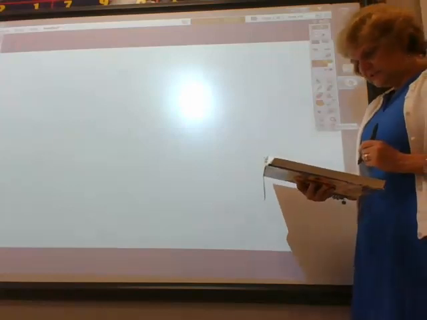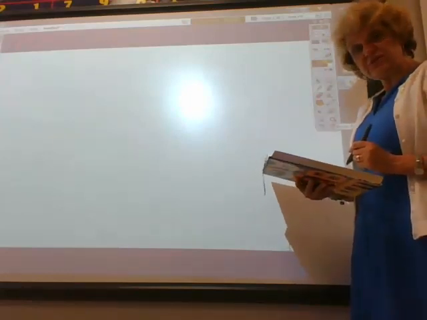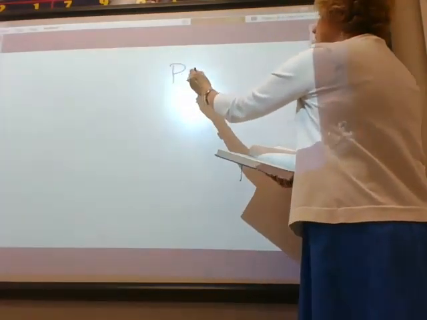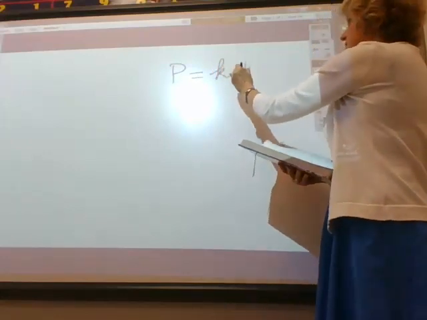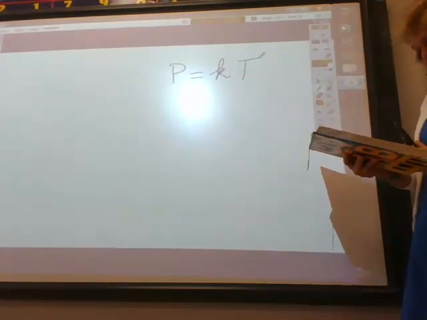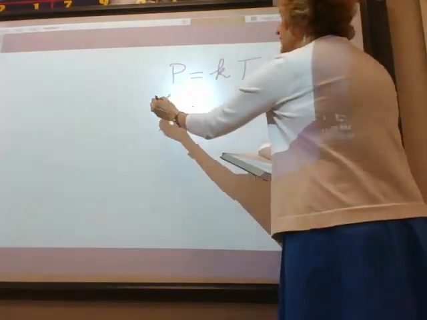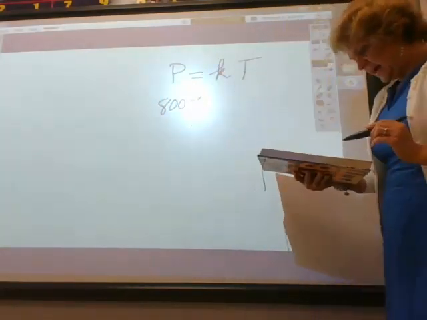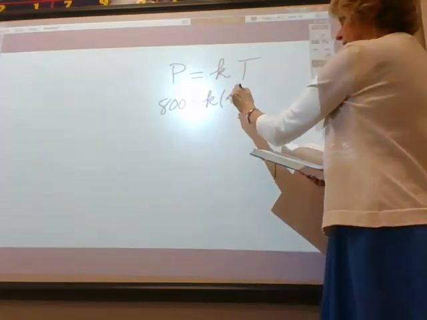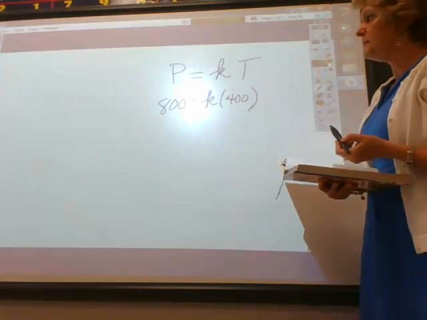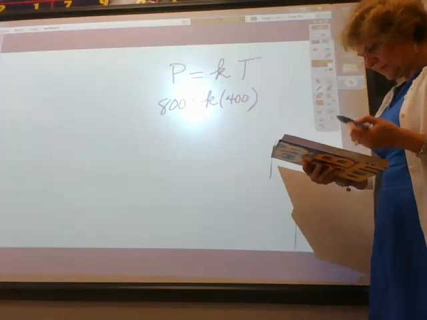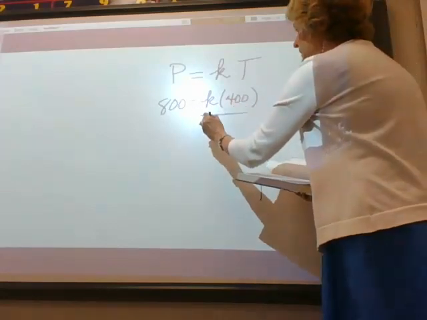All right, let's do the third example. Under certain conditions, the pressure of a gas varies directly as the temperature. Okay, so the pressure varies directly as the temperature. Pressure, constant, temperature. So when the pressure is 800 pascals, so I'm going to plug in 800 here, the temperature is 400. And here I'm dealing with kelvins, okay? So I'm going to divide both sides by 400 to find my constant.